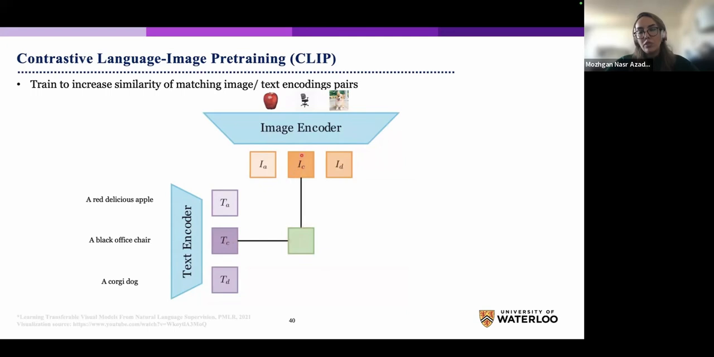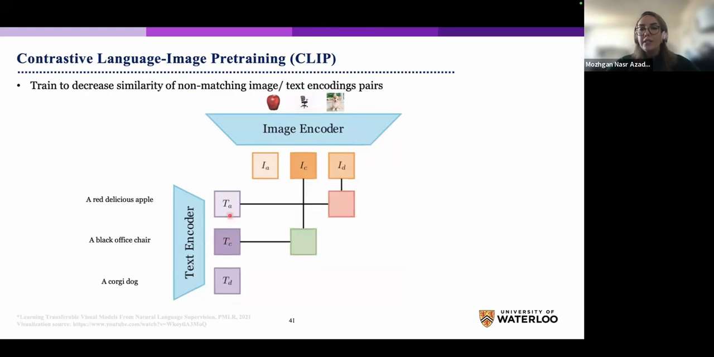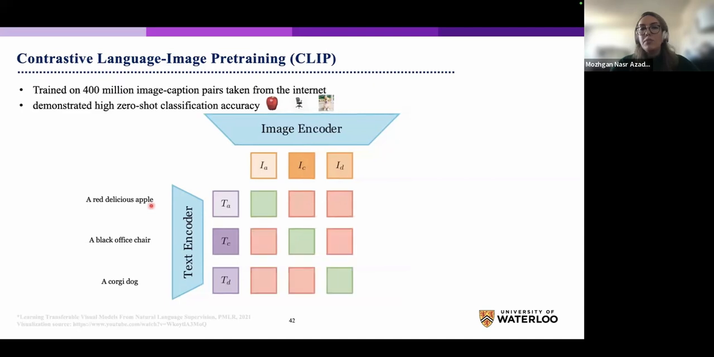So this is the image embedding for the chair, and this is the text embedding for the word chair. The model is trying to learn that these two are highly similar or relevant. And in the opposite case, it tries to decrease the similarity of non-matching pairs, so that the image of a dog is different from the caption, for example, a red delicious apple. And they repeated this process through the whole batch.